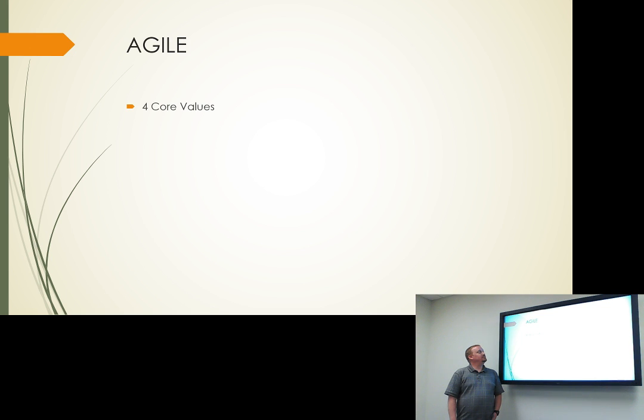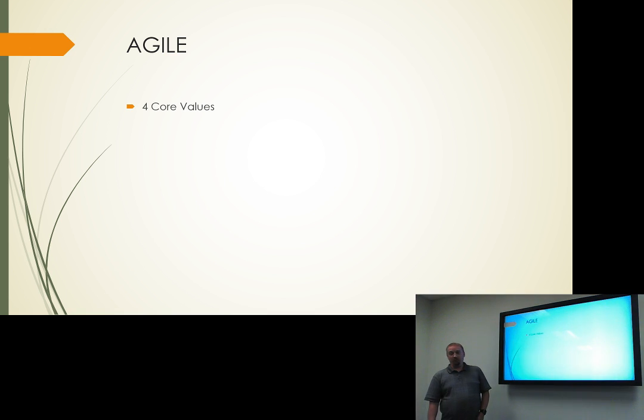Well, Agile has 4 core values. Okay, it is not a process. If you ever hear the term Agile and somebody says, "Oh, Agile, we do the Agile process," no, there is no such thing as the Agile process. There are only values. There's also 12 principles, but the 4 core values are what I'm going to talk about.